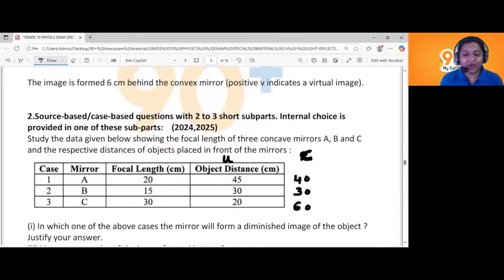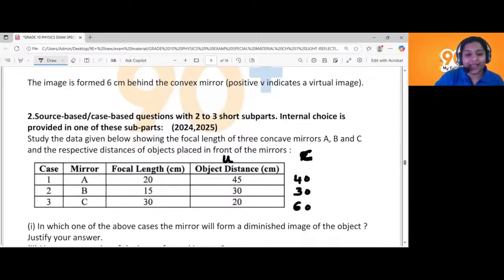So let's analyze where the object is placed in each case. Here, mirror A, object distance is 45, which means it is beyond C. Can you see? Center of curvature is 40, but U is 45, so it is beyond C. Next case, U is 30 and C is also 30, which means the object is at C. When you keep an object at C, the image size will be same as the size of the object.